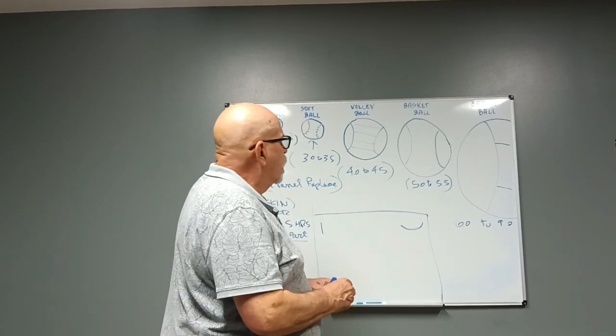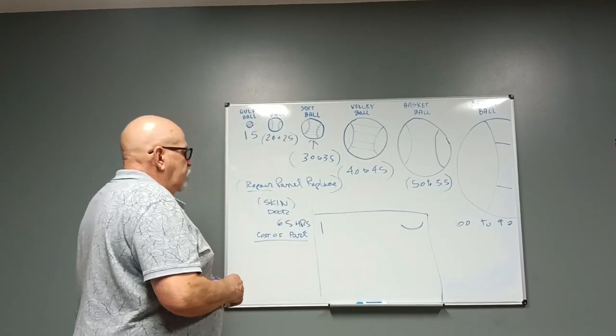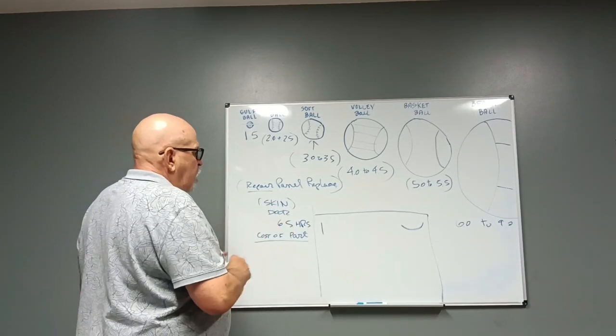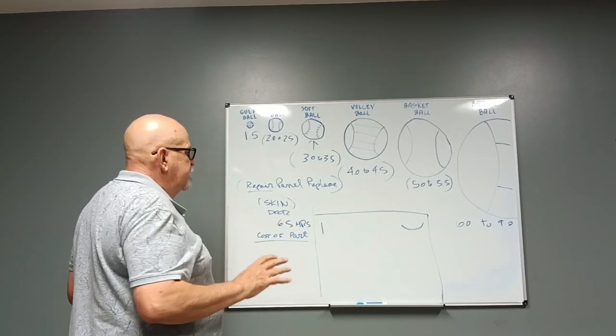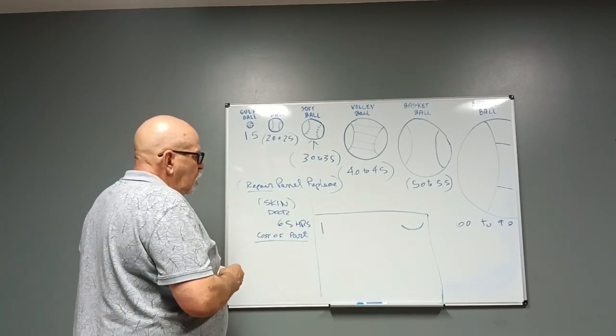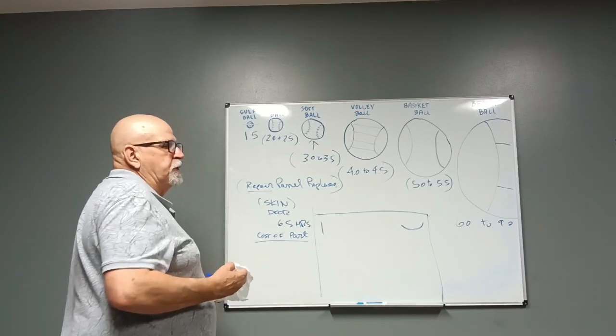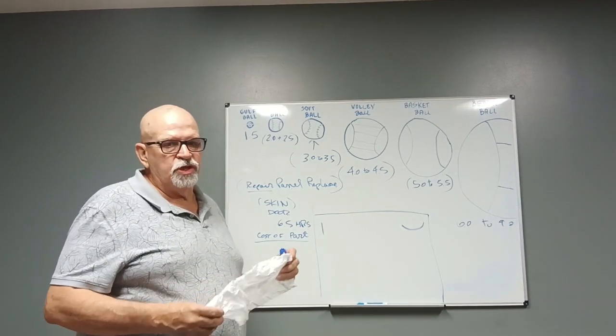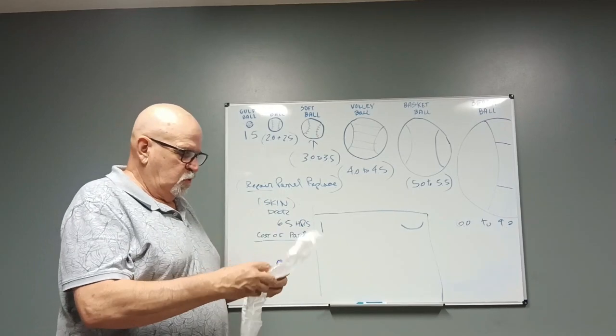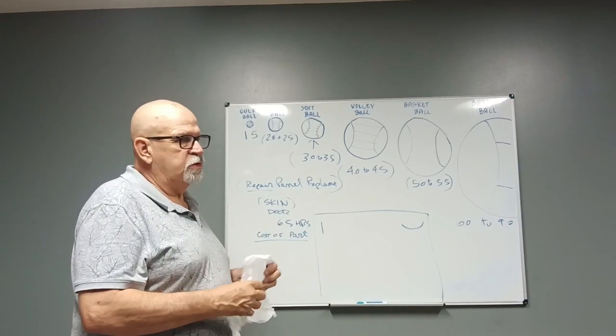So that's the labor part. That is not in the computer. It's what they call a judgment item. In the industry, it's called a judgment item, because you have to figure out what you're going to charge.